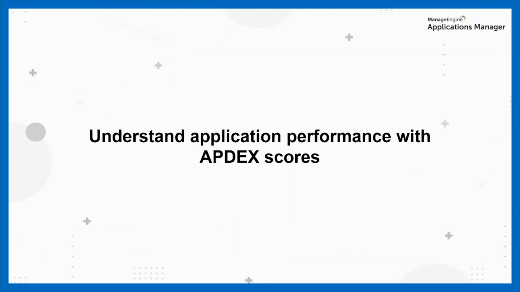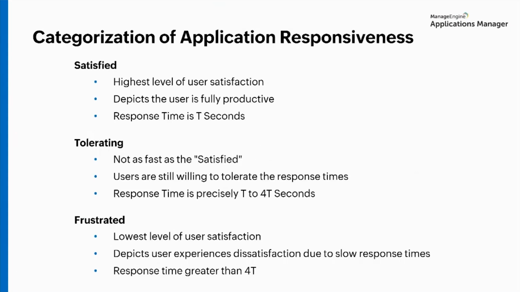So let us get into the first topic of our today's agenda: understand application performance with Apdex scores. Based on the application responsiveness, the Apdex is categorized as satisfied, tolerating, and frustrated. The satisfied category represents the highest level of user experience, where the application's response time is between the satisfied threshold and the excellent threshold. So users in this category are generally satisfied with the application's performance.